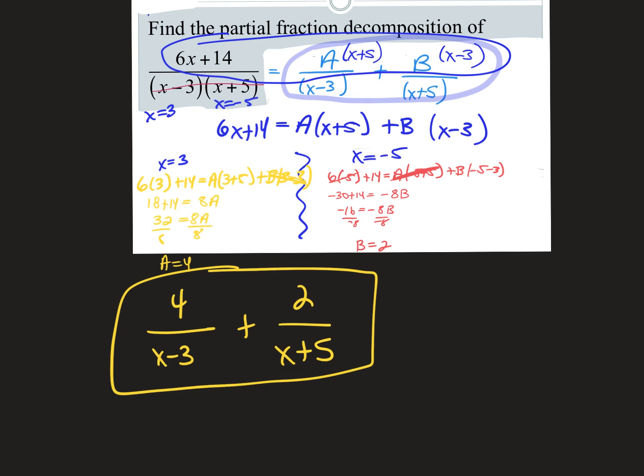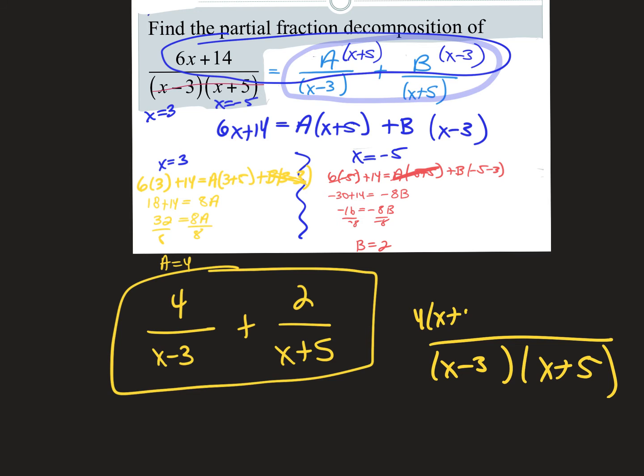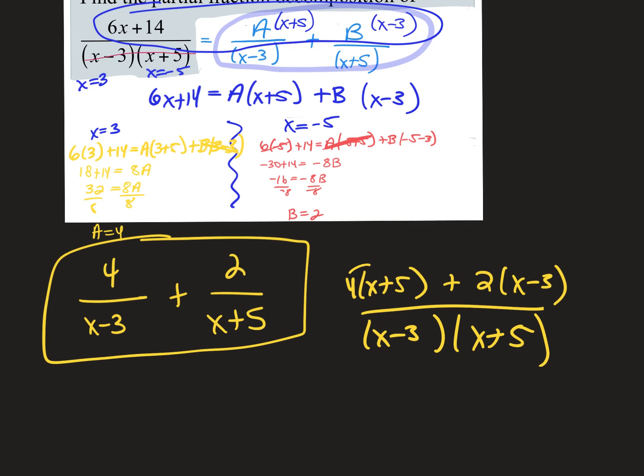Now, in order to check if you did this right, you would get a common denominator between x minus 3 and x plus 5, I'm sorry, correct? So you look, your first fraction 4 has the x minus 3, it's missing the x plus 5, right? So you would say x plus 5 here. Plus, the second fraction has the x plus 5, it's missing the x minus 3, correct? So if you distribute this, I have 4x plus 20, right?